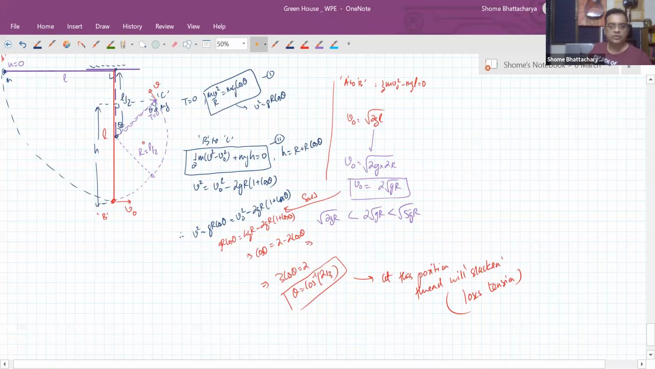Okay, so that height you can find out from here. R was L by 2 and cos theta is 2 by 3. So 5 by 6 L. That should become the height.